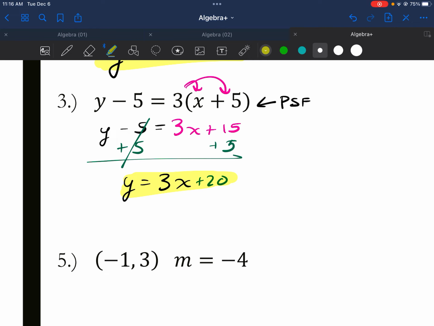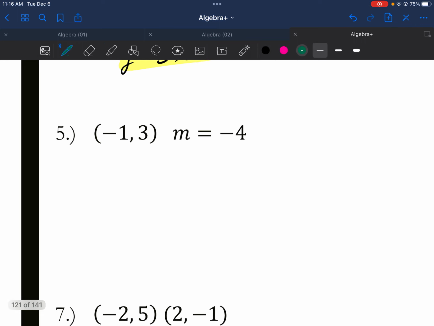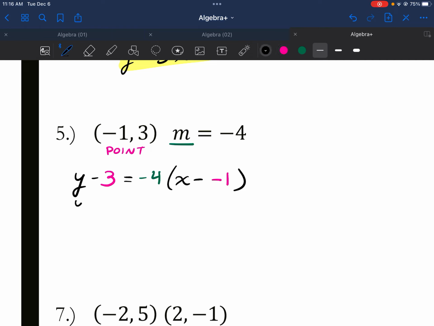I'm going to move on to 5. I might give you a point and a slope, which means I can put this in point-slope form. So I get y minus 3 equals negative 4 times x minus negative 1. Well, I can simplify that, right? So I get y minus 3 equals negative 4 times x plus 1. Then I can distribute and bring everything down. So I get y minus 3 equals negative 4x minus 4.